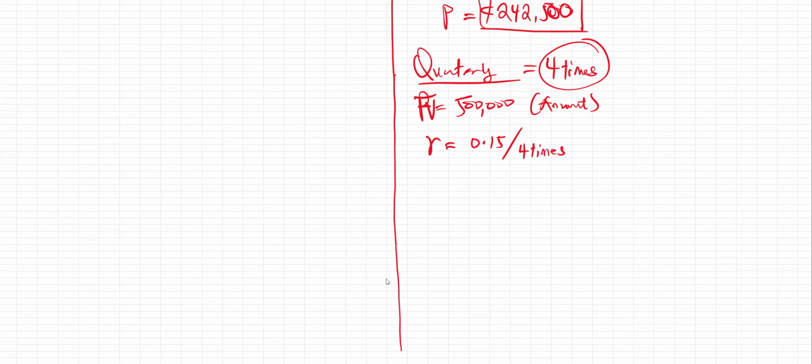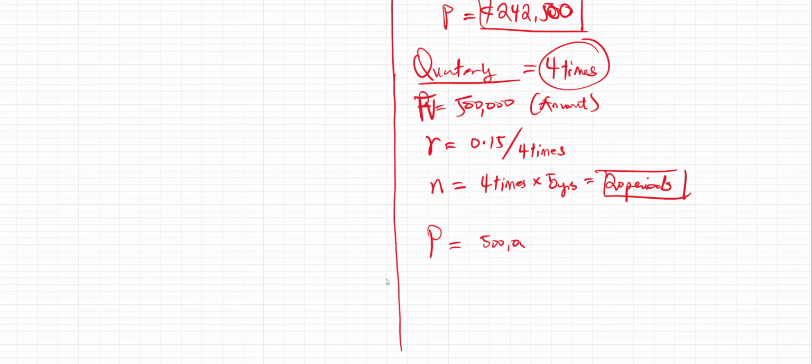And then we need what? The number of periods, right? We are charging interest 4 times, but these 4 times are going for 5 years. That means we'll charge interest for 20 periods. So now our present value is our amount, which is 500,000, multiplied by 1.0375 raised to the power minus 20.